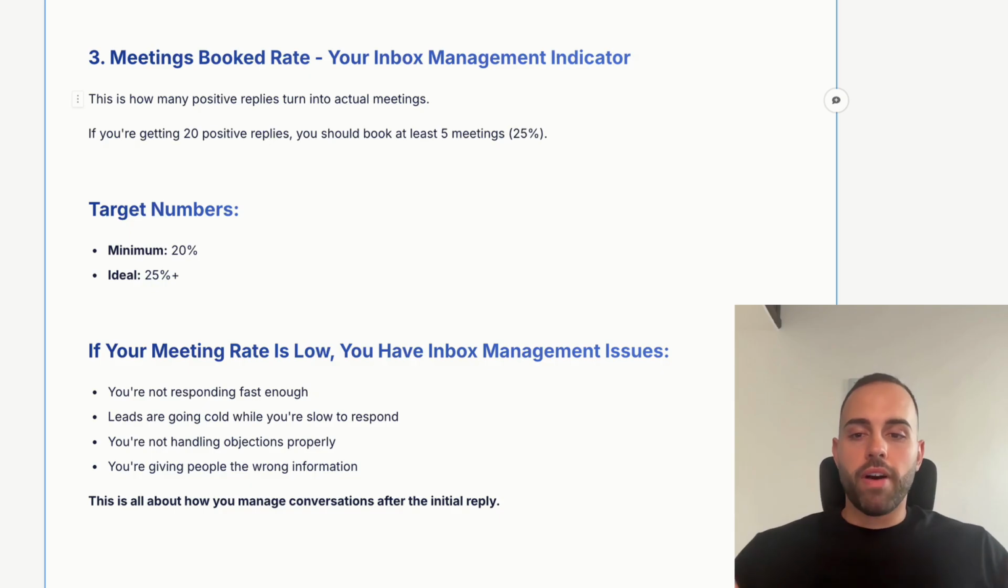And this goes hand in hand with the final issue, which is that you're just giving people the wrong information. So you're just not answering people's questions accurately. Just to summarize, if you're not turning your positive replies into meetings booked, it usually comes down to how you manage those conversations after the initial reply.